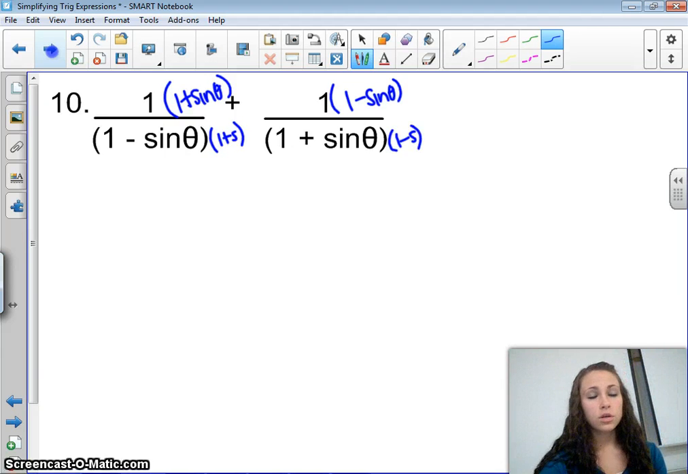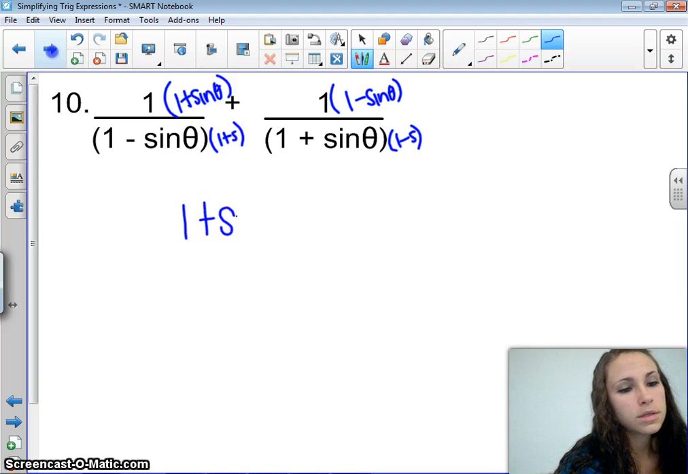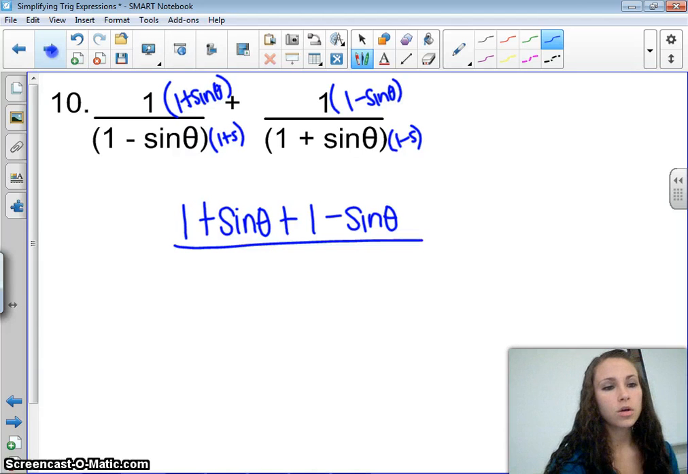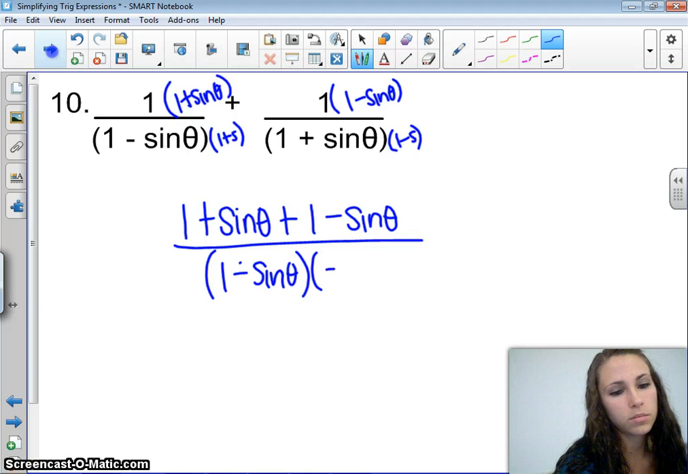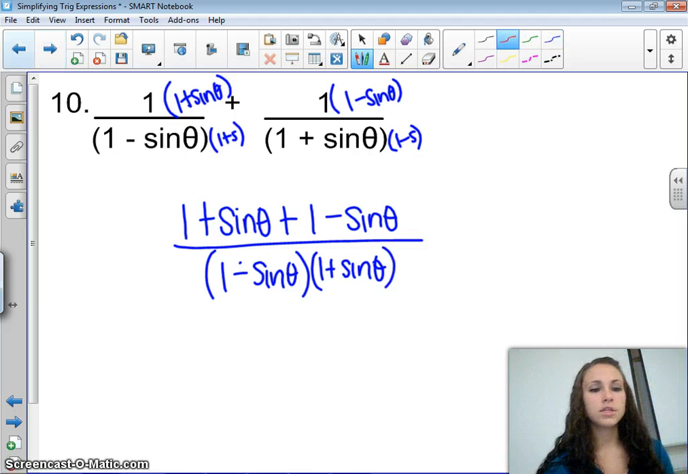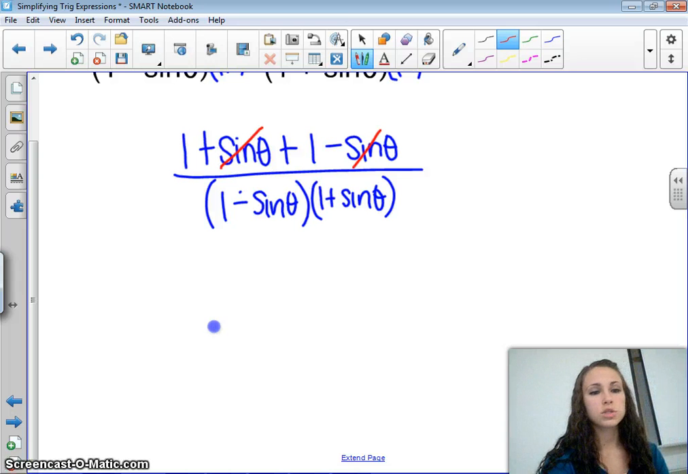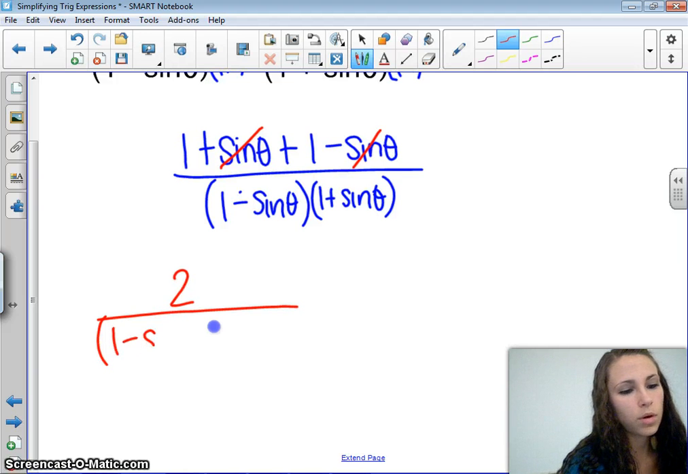Alright, so then in the numerator, I'm going to go ahead and distribute the 1s. It's not really going to change anything. This is just going to be 1 plus sine plus 1 minus sine, all over this 1 minus sine and 1 plus sine, my common denominator. And so I'm going to simplify the top. If you'll notice, the sines have opposite signs, so they're going to cancel. And so that's just going to leave me with 2 over 1 minus sine, 1 plus sine.